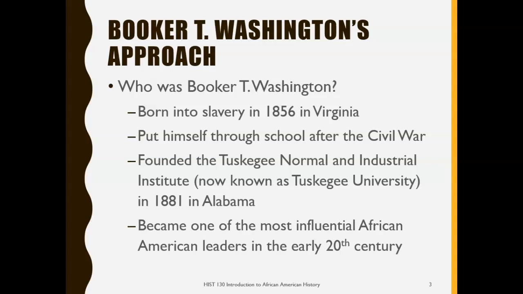Then after his graduation, he got help from different people to create the school in Tuskegee. So that's the Tuskegee Normal and Industrial Institute, which is known as Tuskegee University today. He created the Tuskegee Institute in 1881 in Alabama. And ultimately, through his career, Booker T. Washington became one of the most influential African-American leaders in history.